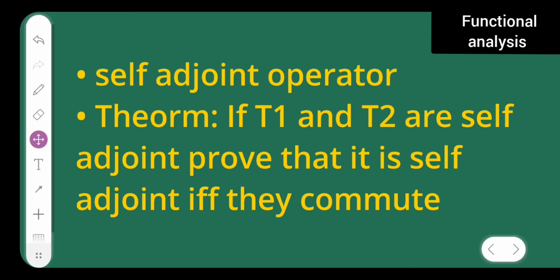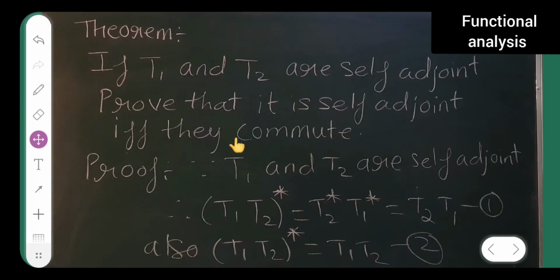Now let me start with the theorem. If T1 and T2 are self-adjoint, prove that T1 T2 is self-adjoint if and only if they commute. So it is an if and only if statement. First we prove the converse part: we take that T1 T2 is self-adjoint, and we have to show that they commute, right? So the proof starts like this.